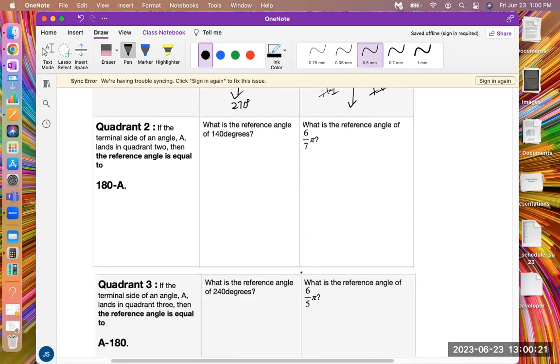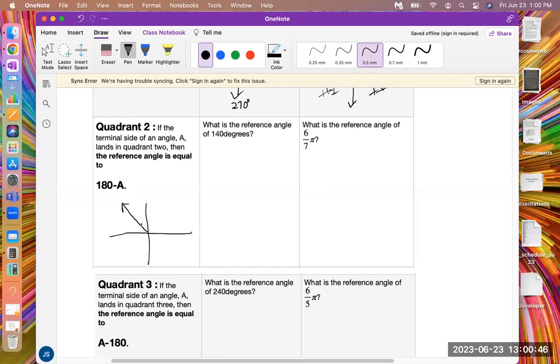If the terminal side of an angle lands in quadrant 2, this is what it looks like. Then you're going to take 180 and subtract that angle, and that's how you find the reference angle.